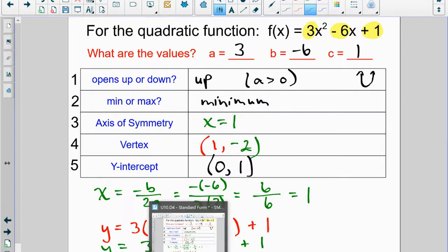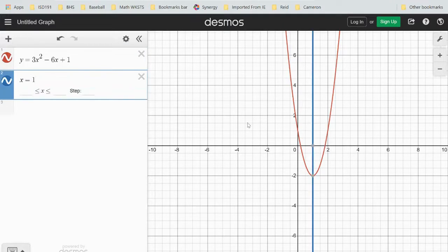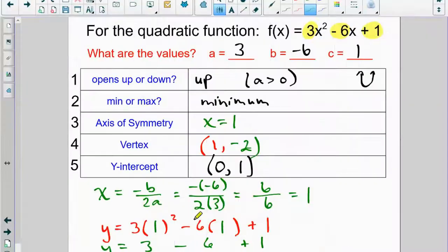We check the axis. Oh, we didn't check the axis of symmetry. If I just type that equation, x equals 1, I notice that it is that vertical line that goes right through the middle of the parabola, also right through the vertex at 1, -2. So everything appears to make sense with what we have here.